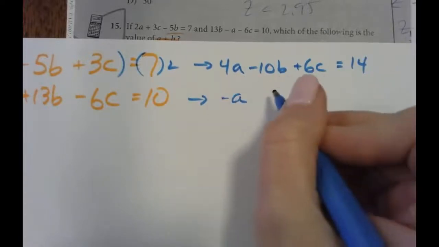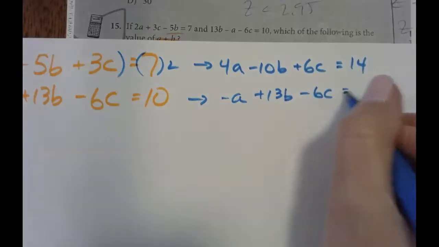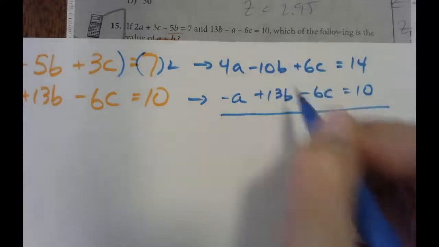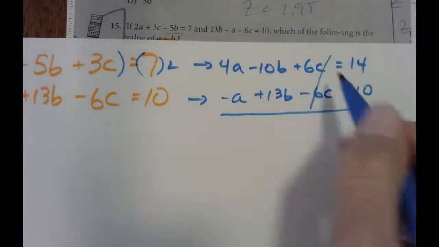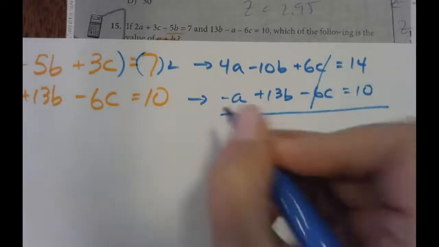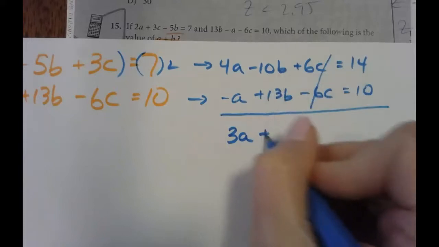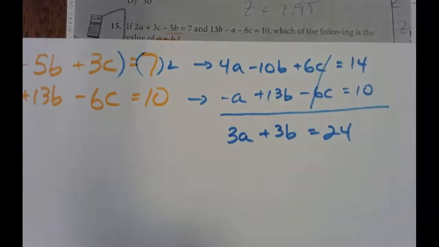So, negative a plus 13b minus 6c equals 10. Now, just like we learned in Algebra 1, if we add these two together, we're going to get these c's to eliminate. One's a positive 6, one's a negative 6, which leaves us with 3a plus 3b equals 24.